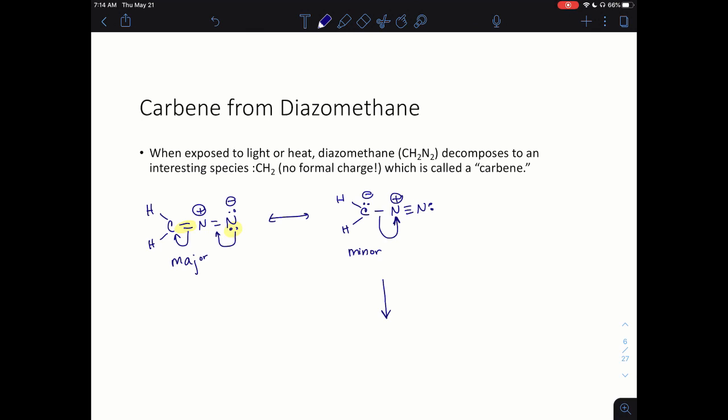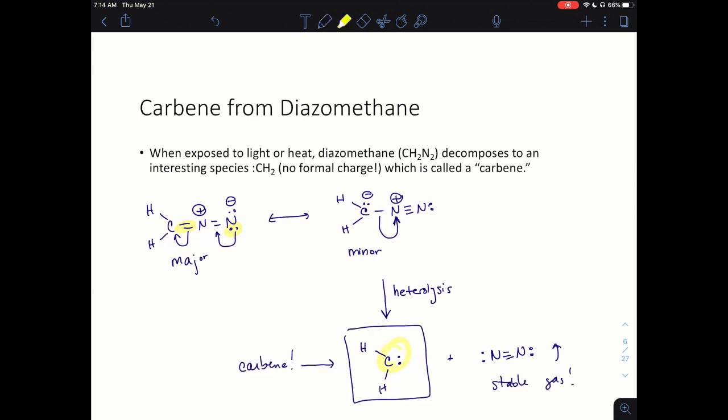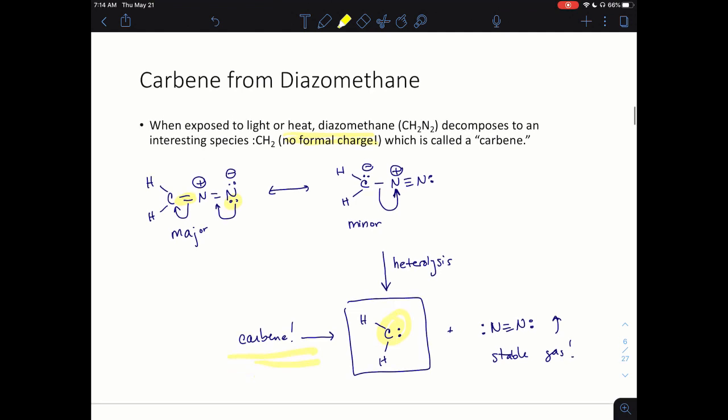What is the name of that elementary step? Yeah, that's a heterolysis. And I understand that it is a weird looking heterolysis. So why might this happen? Yeah, it might happen because nitrogen gas is generated, which is a super stable molecule and will bubble away. So let's think more about what in the world is going on with that carbon. There's no formal charge on it.